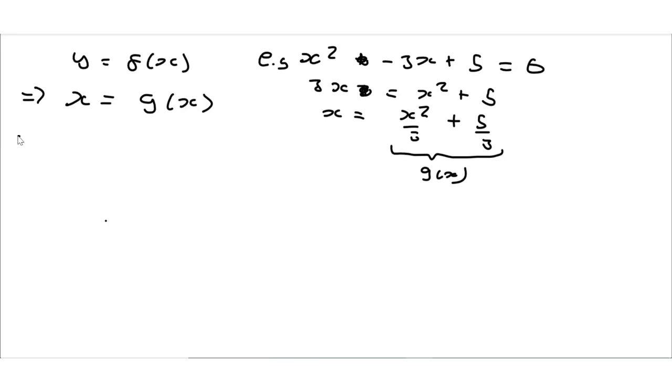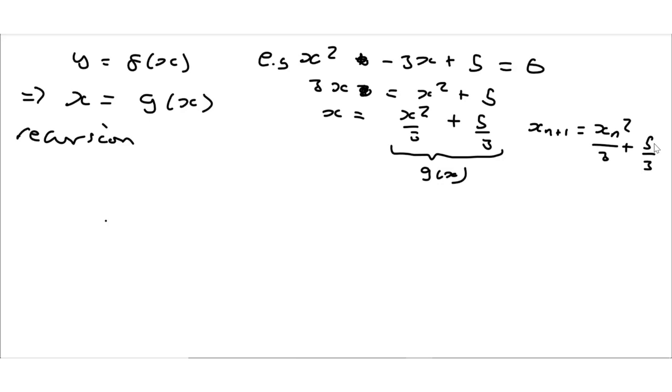Then the next step is recursion. I don't know if I've spelled that right, but anyway. So we write xn plus 1 is equal to xn squared over 3 plus 5 over 3. And then the way we perform this recursion, we could just keep substituting in values. But what we do is we draw a diagram just to check it's actually converging.